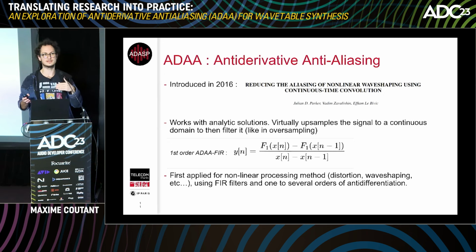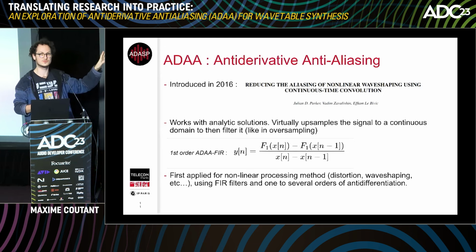The idea of it is that you want to anti-alias usually a non-linear function, and you work with the analytic version of your nonlinear function. And you will anti-differentiate your function one to several times in order to virtually go to a continuous domain. So it's kind of like oversampling, but rather than going to a domain with a Nyquist frequency that is further away, you virtually go to a domain where you don't even have a Nyquist frequency. And then you filter it and you go back to your discrete domain.